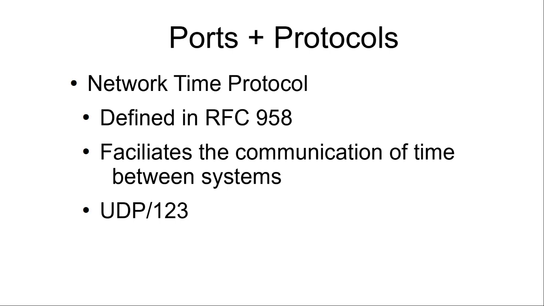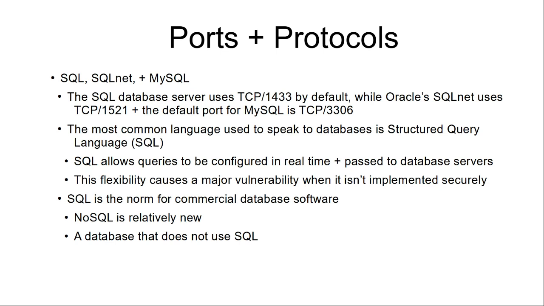And so we're going to go into another protocol, Network Time Protocol. This exists on the application layer of the OSI 7 layer model. It exists on the application layer of the OSI 4 layer model. It's defined in RFC 958, and it facilitates the communication of time between systems, which is important because if it doesn't know what the time is, a lot of things can go wrong. Certificates may be expired because it can't tell the time between the systems. It communicates via UDP, User Datagram Protocol, on port 123.